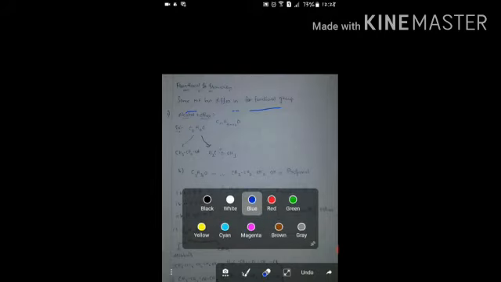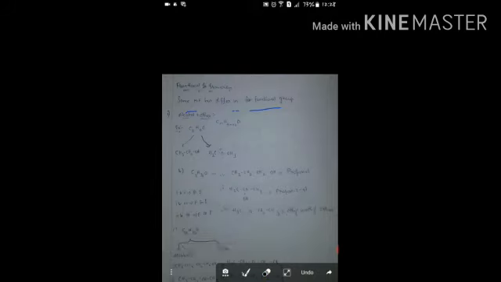Now the first type of functional group isomerism is alcohol plus ether. The general formula of alcohol plus ether is CnH2n+2O. An example is C2H6O: as alcohol it is CH3CH2OH, and as ether it is CH3OCH3. The second example is C3H8O.